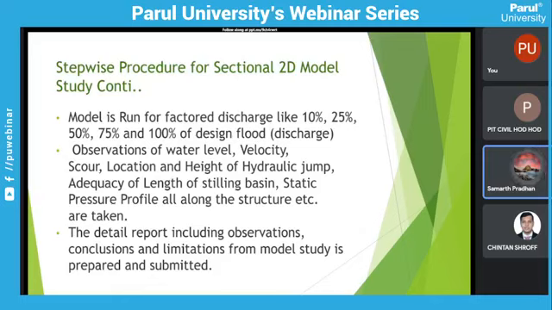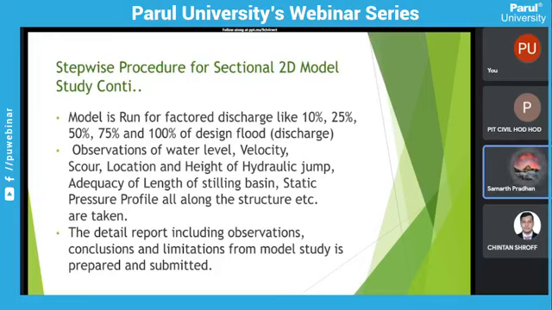The same procedure which we carry out for the 3D model, most of the procedure is the same. We run this model for 10%, 20%, 50%, 75% and 100% design flood. The observations are the same: water level, velocity, scour, and location and height of hydraulic jump. Here you can measure the height and location of the hydraulic jump because we are studying only two spans. Then the adequacy of the length of the stilling basin. I have shown that picture, no? So that adequacy can also be studied.